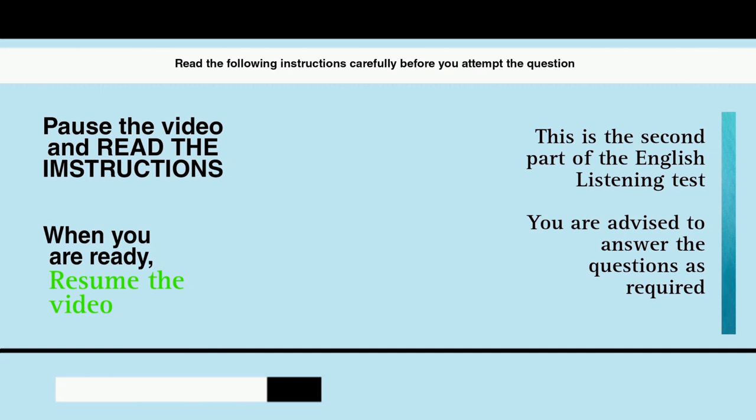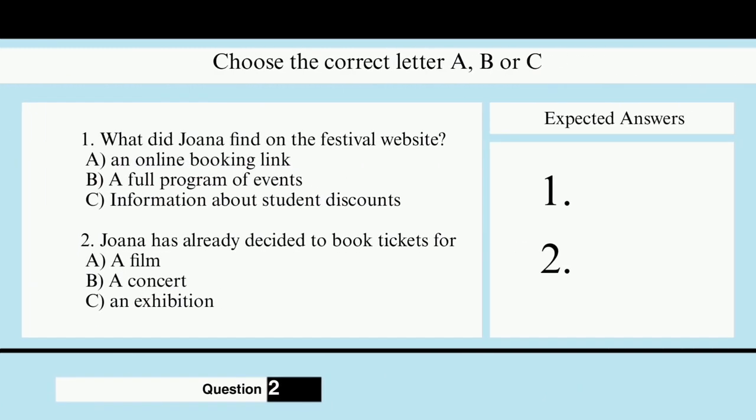Hear a student called Joanna telling her friend about an arts festival, which is being held in the city where they are studying. First, you have some time to look at questions 1 and 2. Now we shall begin. You should answer the questions as you listen, because you will not hear the recording a second time. Listen carefully and answer questions 1 and 2.